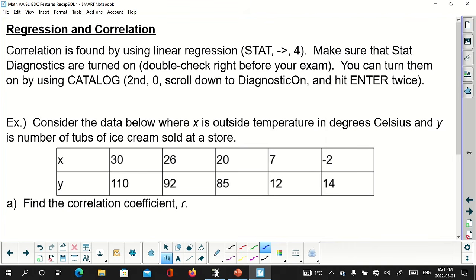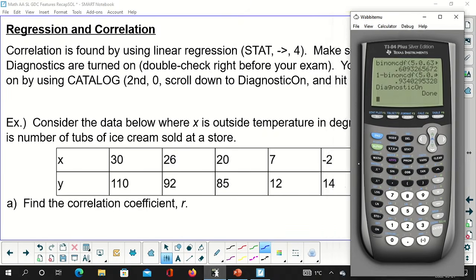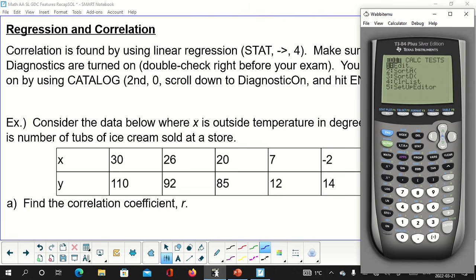So we've got an example here where we consider the data where X is outside temperature in degrees Celsius and Y is number of tubs of ice cream sold at a store. Maybe there's a relationship between those two things. Let's put this data in our lists. So we're going to hit Stat, Edit, get rid of everything that's in our lists already, or just choose New List to work with and put in the data. Typically, we want to put X in L1 and Y in L2. Now I'm going to press second mode to quit.